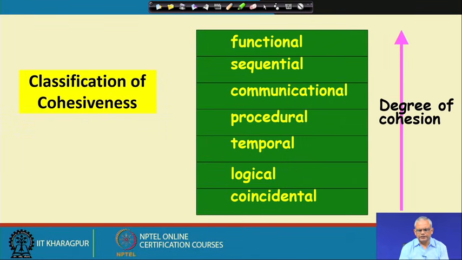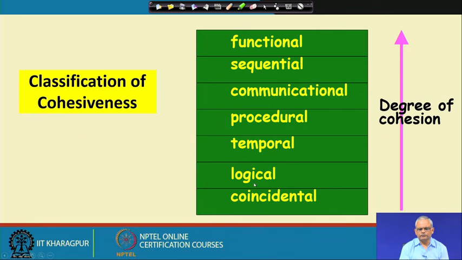We can look at a design and say that it has any one of these 7 types of cohesion. You can look at a module and say that this module has either coincidental, logical, temporal, procedural, communicational, sequential or functional cohesion. If it has functional cohesion, then it has high cohesion, it is a good design, but if it has coincidental cohesion, on the other hand, it is not a good design, and something in between is moderate cohesion.